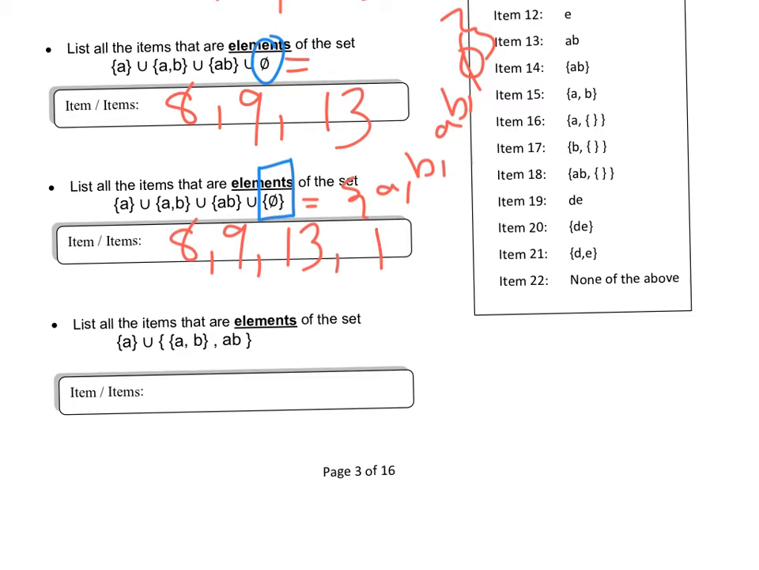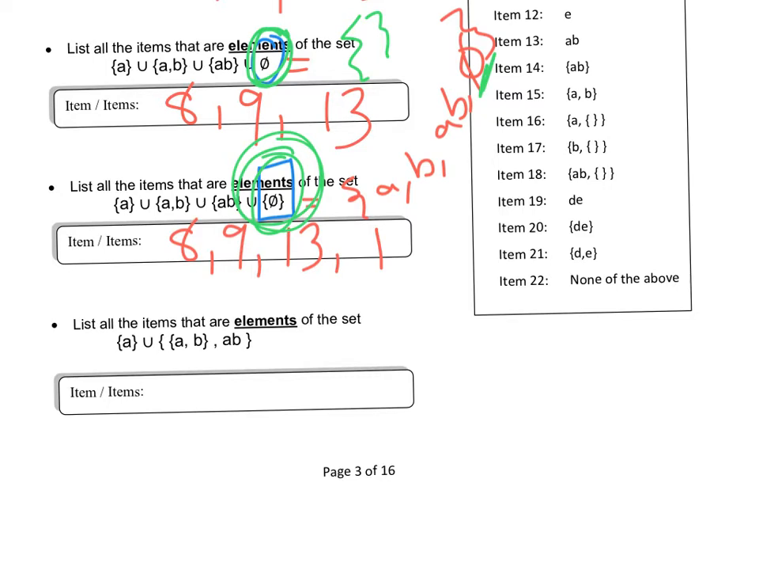So the difference between this one and this one is here I'm unioning it with the empty set, right? Down here, I'm unioning it with another set that contains the empty set, so now suddenly the empty set is inside of my union.